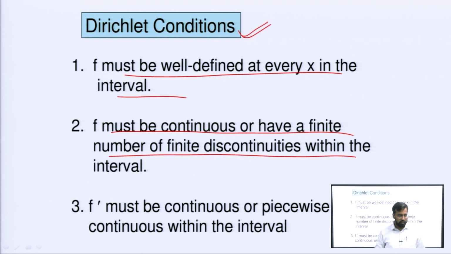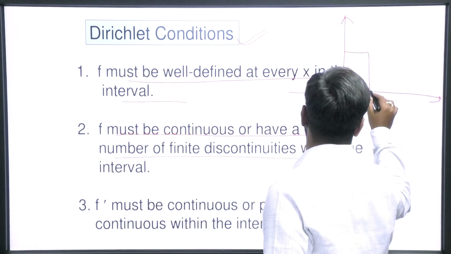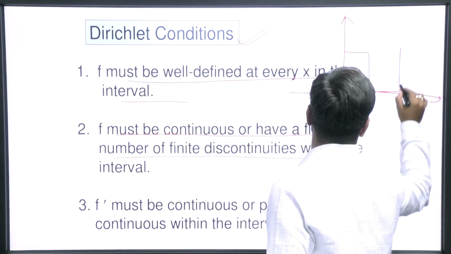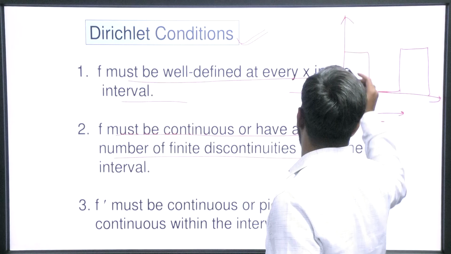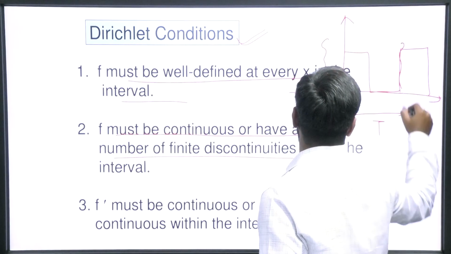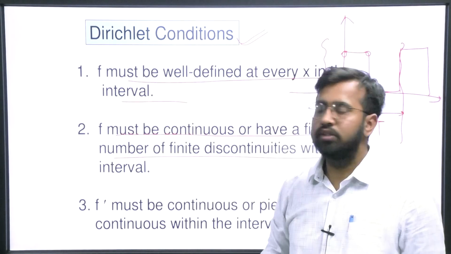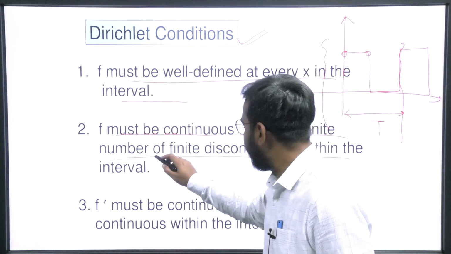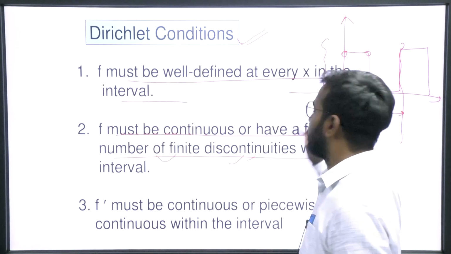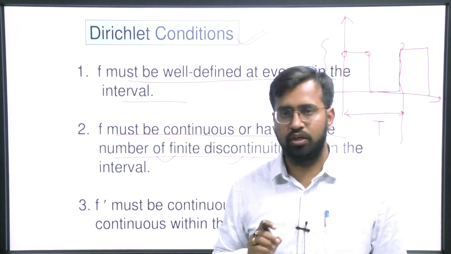Suppose a function has discontinuities, for example, suppose I have this type of function. This function has a time period of T. If we analyze one time period, we can see we have two discontinuities. So, what does this condition say? f must be continuous or have a finite number of discontinuities. This function has two discontinuities, that is, finite discontinuities.